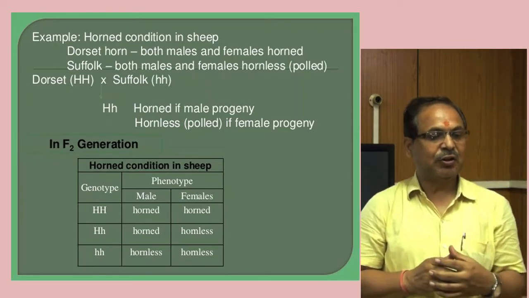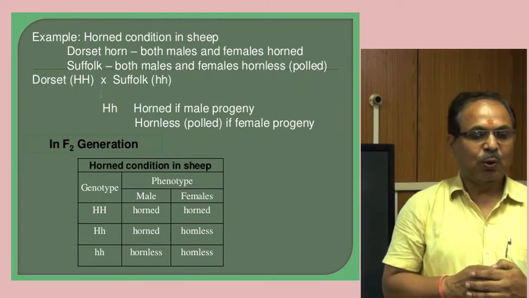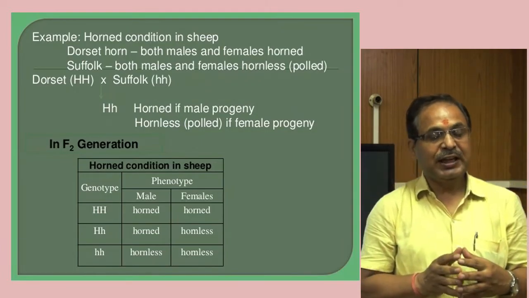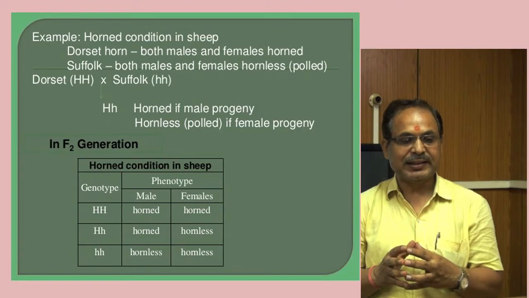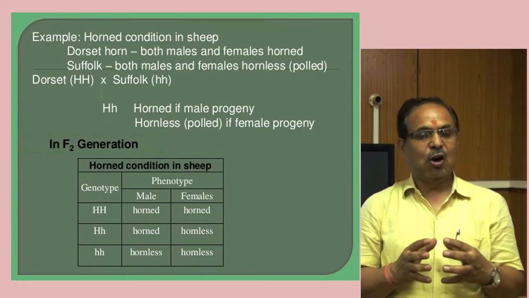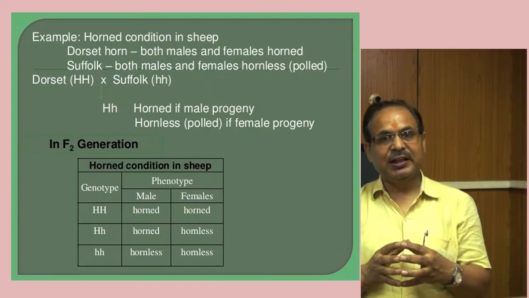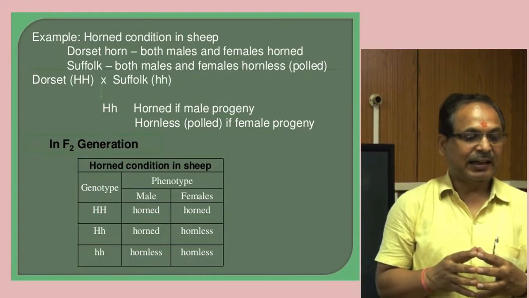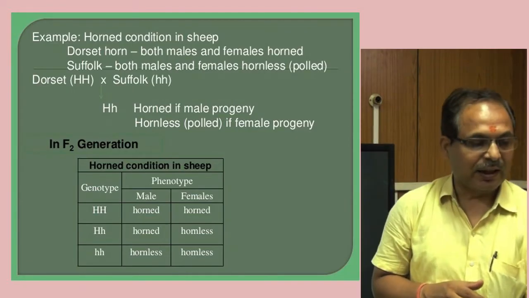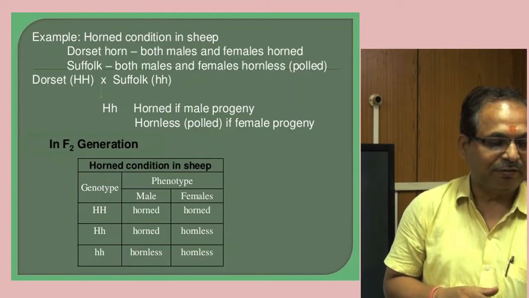When Dorset horn is crossed with Suffolk horn, in the F1 generation we have horned progeny if the progeny is male, but we observe hornless individuals if the progeny is female. In the F2 generation, we can observe different ratios of horned and hornless male and female progeny.